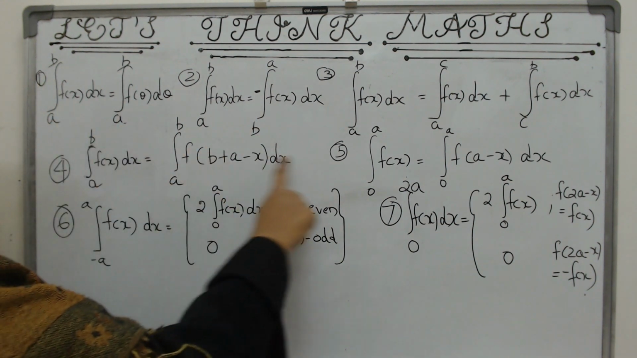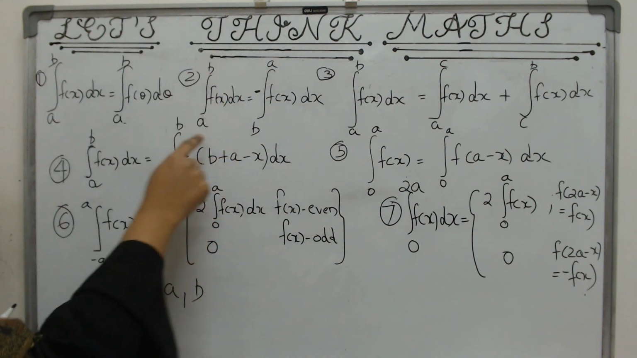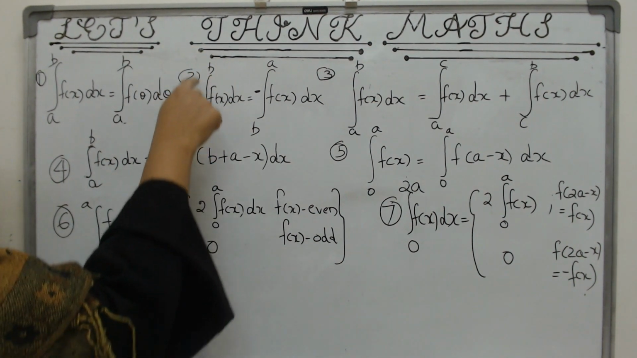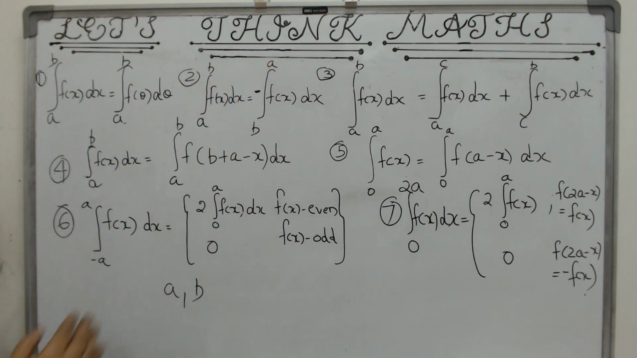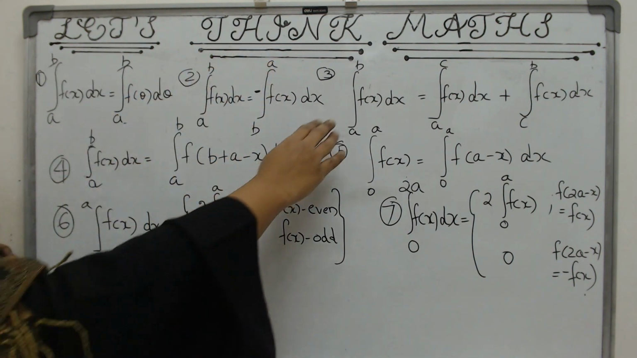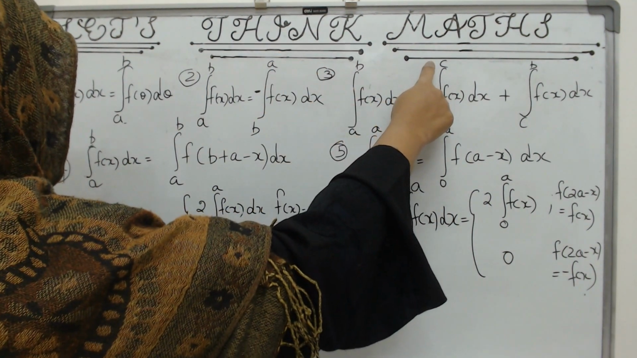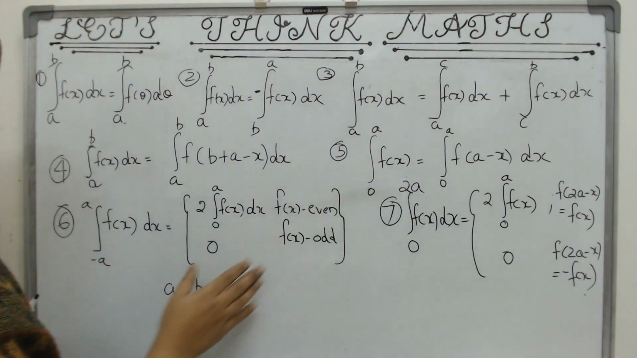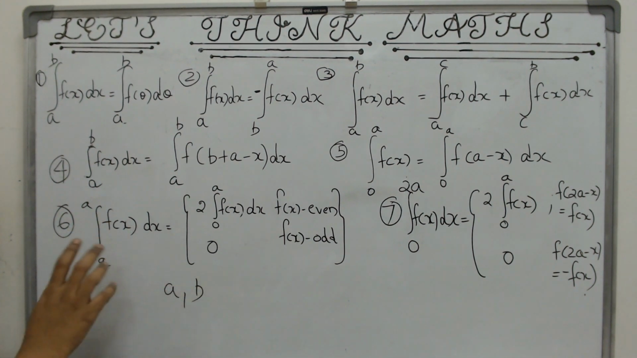In all the 5 of them, you will see that the limits range from A to B. Even when you interchange the limits, what was the second property? We interchanged the limits. The lower limit became the higher limit and the higher limit became the lower limit. But still it was A to B. What happened in the third property? We split the limit. We took a C which was lying between A and B and we split the limit. But even then it remained A to B. The limit as it is did not change.